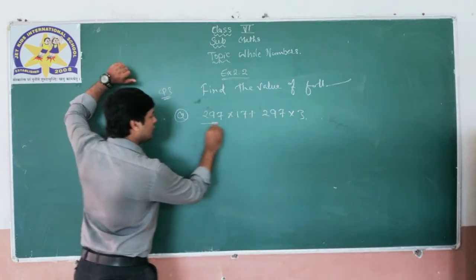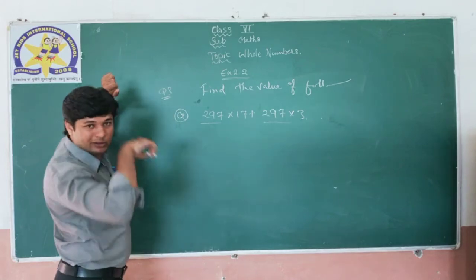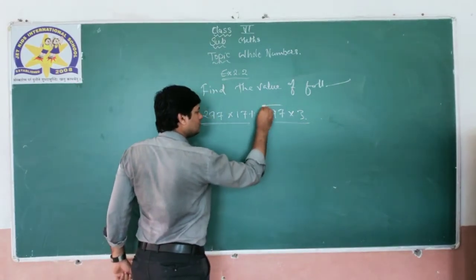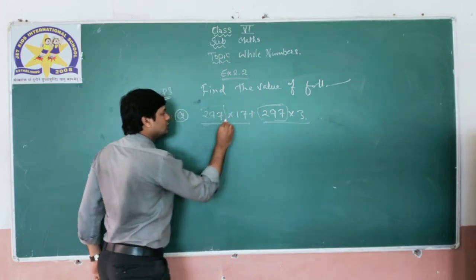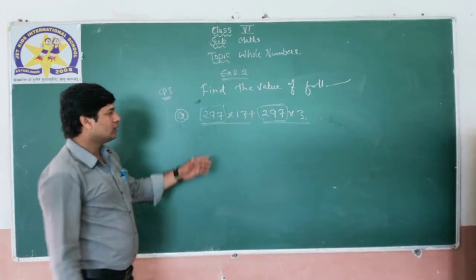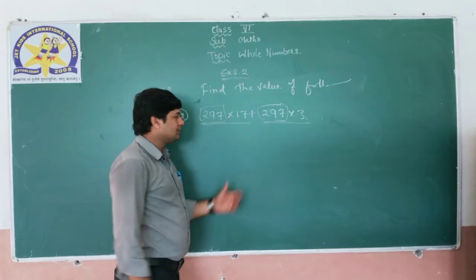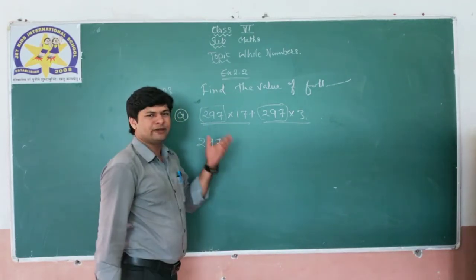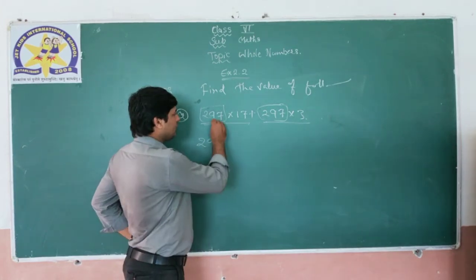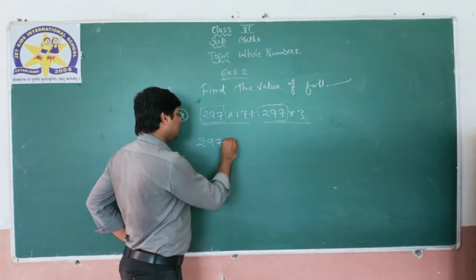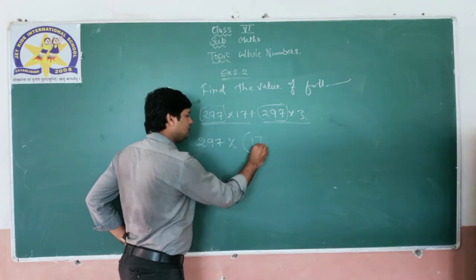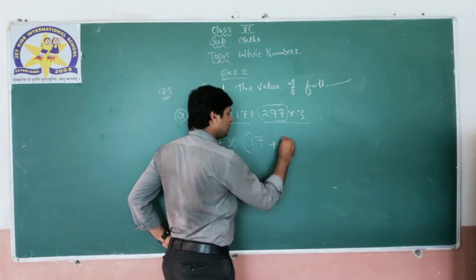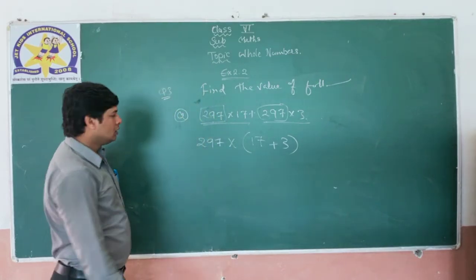See, 297 and 297 are the same over here. In these two multiplications, 297 is common, right? So using a similar thing, I am reversing the distributive property. I am taking 297 common, multiplied first with 17, then secondly multiplied with 3. Clear?